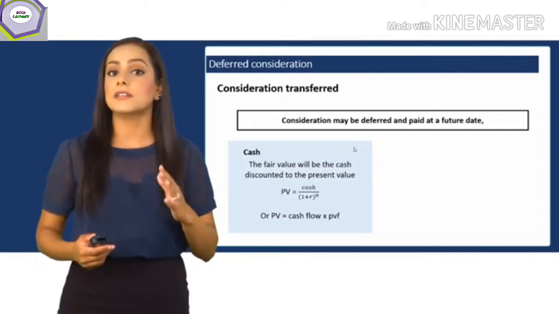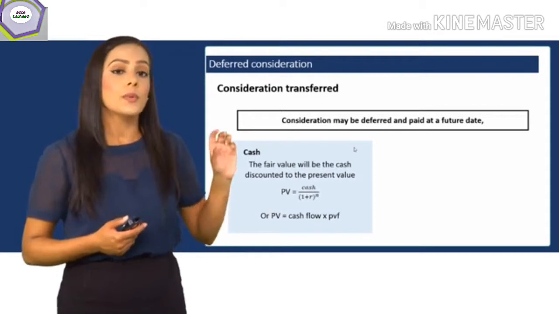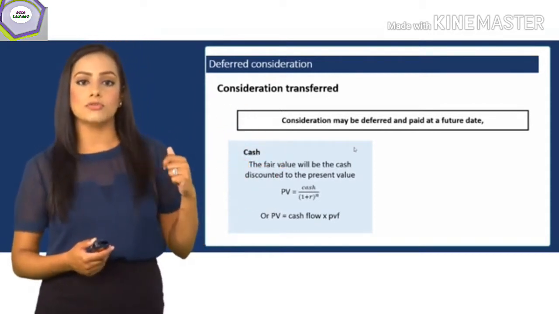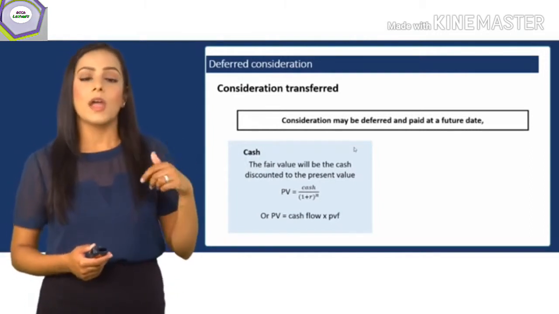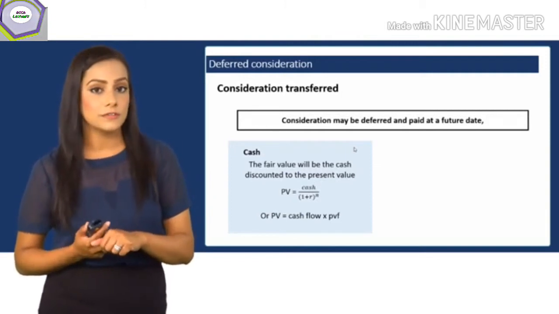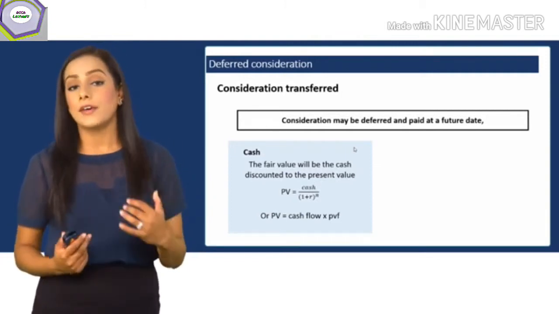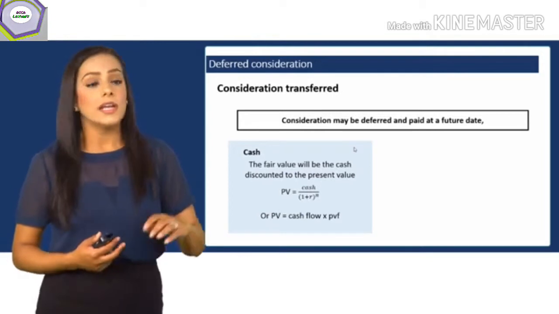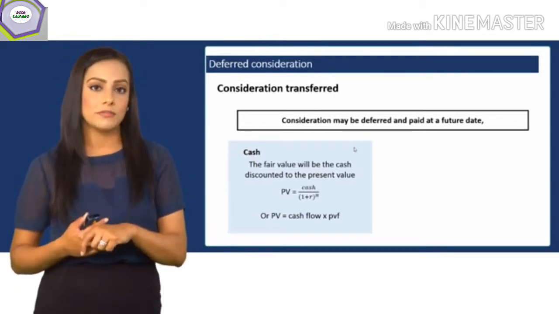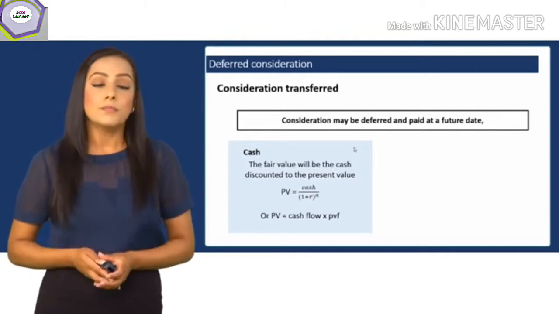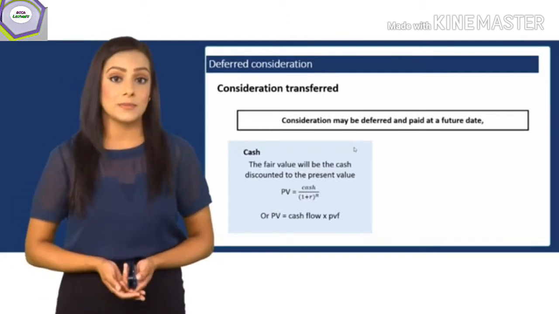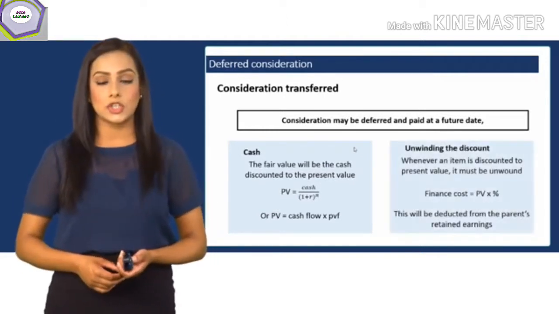And to find the present value of future cash, we use the formula: cash divided by 1 plus the interest rate to the power of n. r is the interest rate and n is the number of years for which you will defer. Or another way to calculate the present value is to take the cash flow, the amount that you've promised, and multiply it by the present value factor. The present value of the future cash is what is used for the investment at cost in the goodwill calculation.